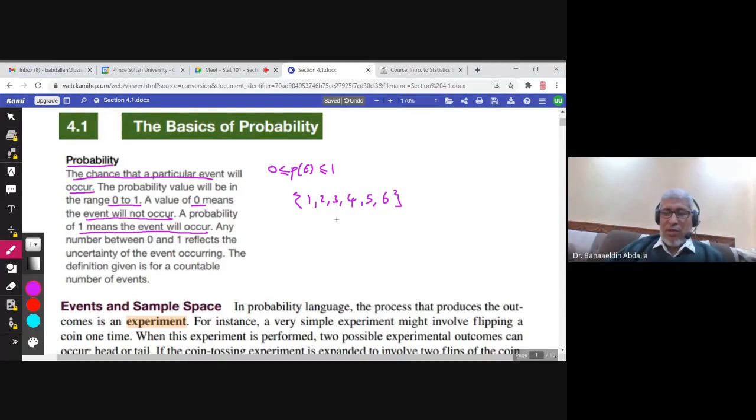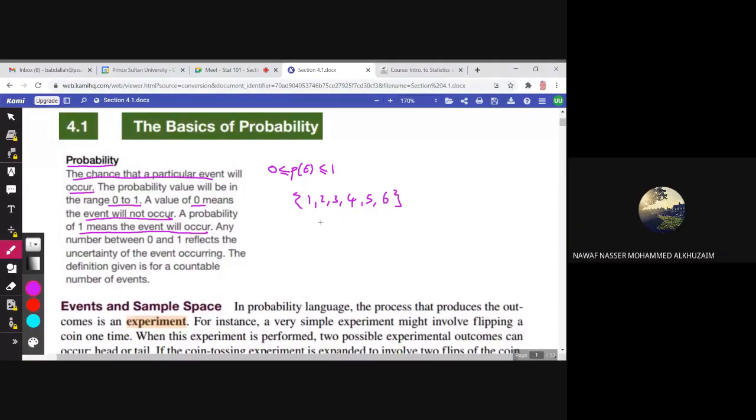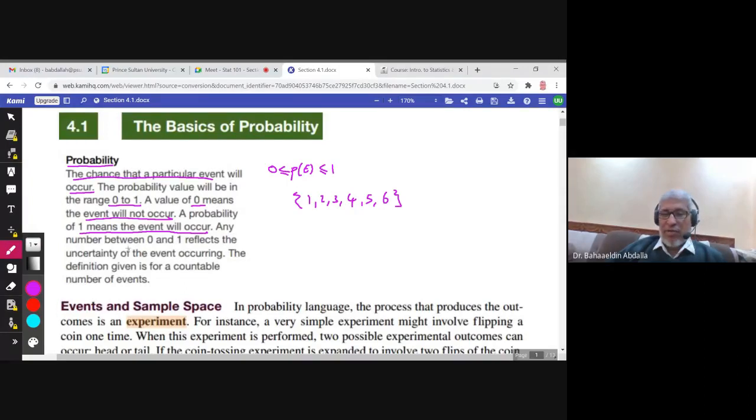What is the probability that you get a number between 1 and 6 on the upper face? 1. In this case, you say 1, okay? Because, of course, you will get from 1 to 6. If I ask you any other question, the answer would be a number between 0 and 1. So the probability as a number between 0 and 1 reflects the uncertainty of the event occurring.